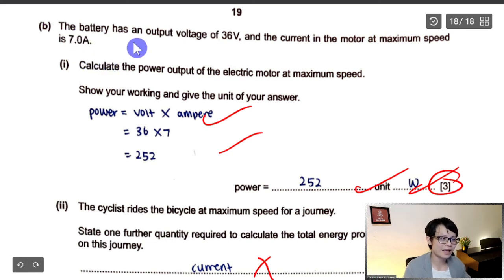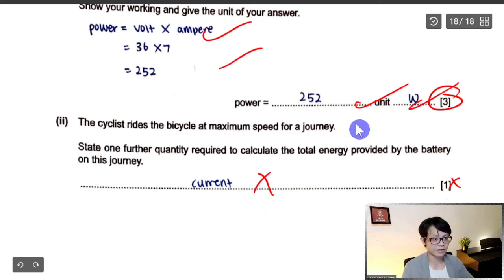The battery has an output voltage of 36 volts. That's quite high. And the current of the motor, because it's a motorbike, cycling, the motor at maximum speed is 7 amperes. Wow, 7 amperes, so it's high, because your charger battery is only 5 amperes, right? If you look at your power bank charging. Calculate the power output of the electric motor at maximum. Power equals volts times amperes. Then you get 3 marks. Okay, the formula, the working, the answer, you get 3 marks. Very good. Okay, that's the unit.